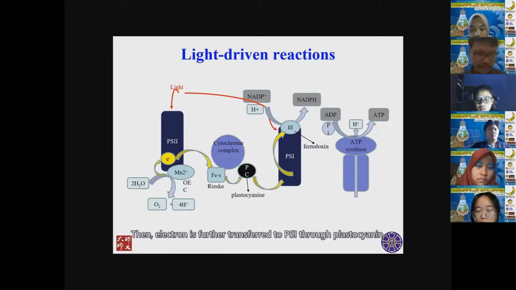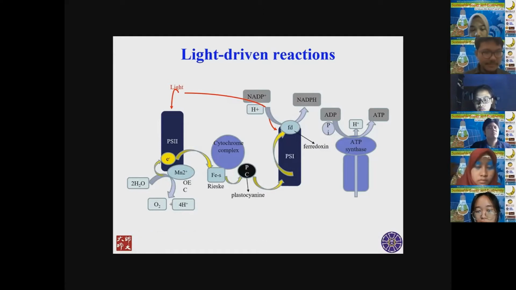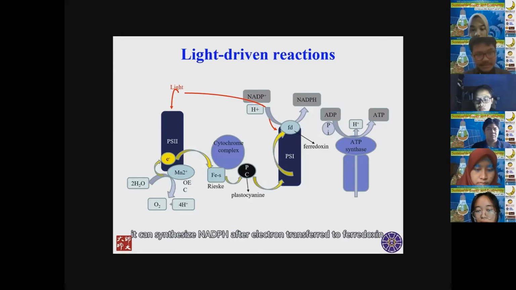Then, electrons are further transferred to PS1 through plastocyanin, which is a copper protein. PS1 has an iron-sulfur protein called ferredoxin. It can synthesize NADPH after electron transfer to ferredoxin. Furthermore, the hydrogen ions generated in the thylakoid membrane during the light-driven reaction activate ATP synthase and generate ATP.